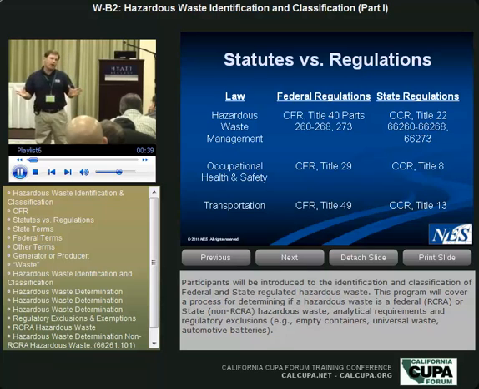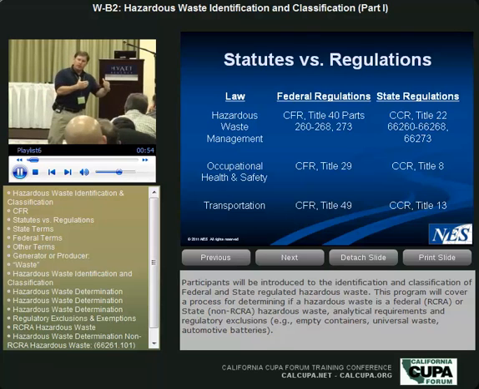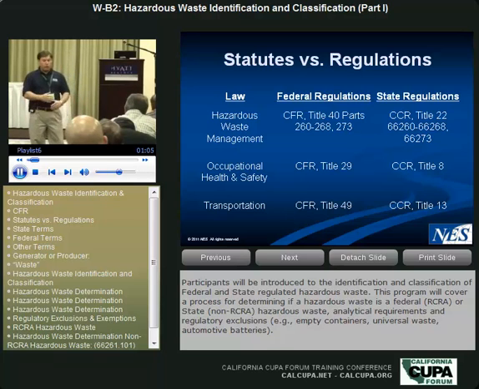And one of them that I'll talk about later on is some of the regulatory exclusions and exemptions that are found in the Health and Safety Code in Section 25143.2, paragraphs A, B, C, and D. Those exceptions to the rules for excluded recyclable materials and recyclable materials for managing hazardous waste in the state of California that are non-RCRA, we don't have regulations written for those. You only find that exception in the actual statute, which is the Health and Safety Code.